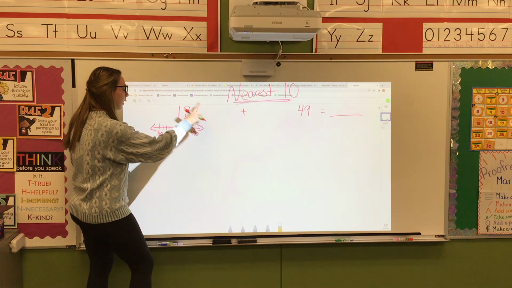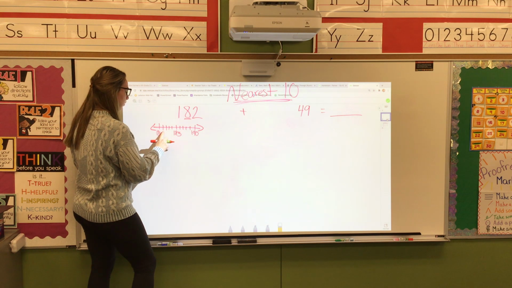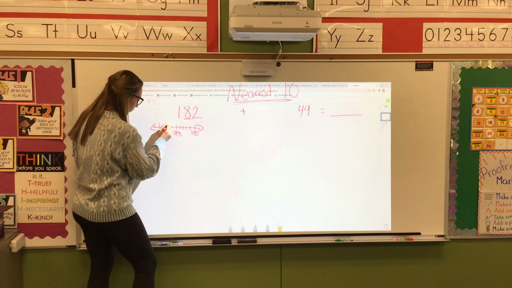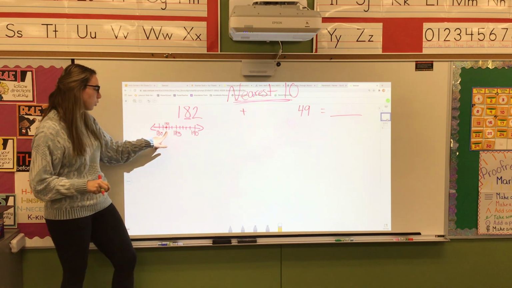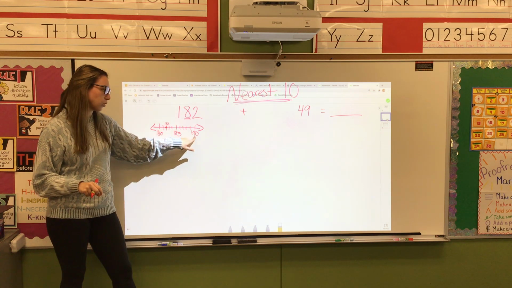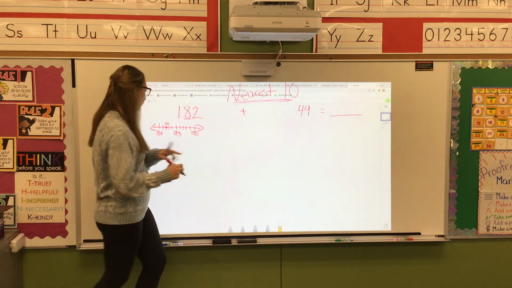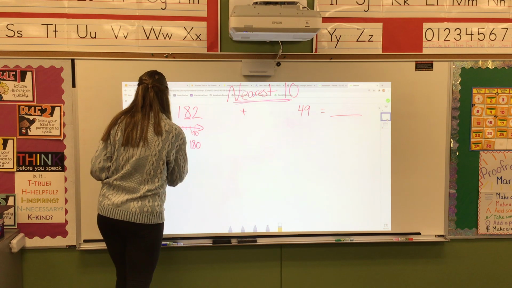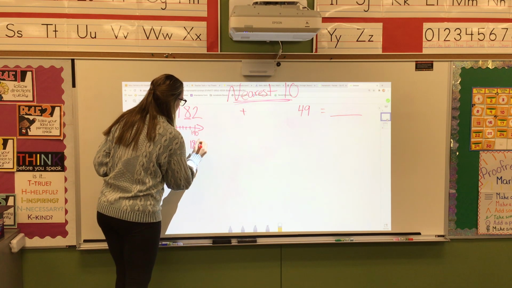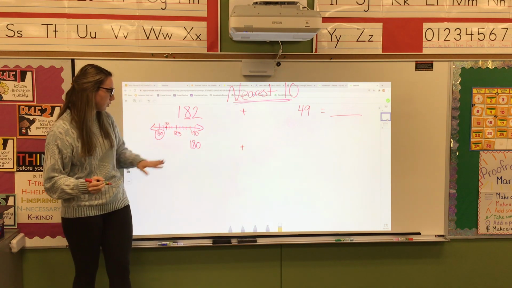Now, let's find 182 on our number line here. We have 180, 181, 182, right there. Is my 182 closer to 180 or closer to 190? Good, thank you. It's way closer to 180. So we have 180 as our rounded value.